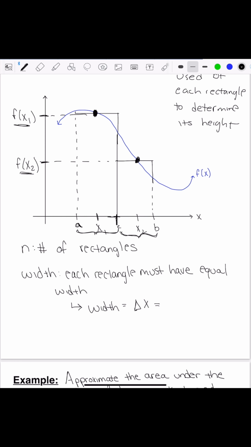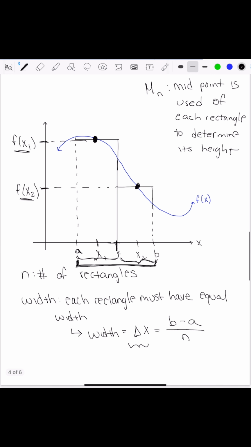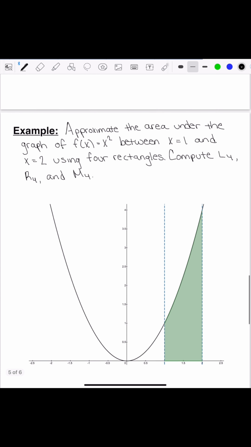So we take the entire width of the region for which we're trying to find the area, that's from A to B. That width will be B minus A. We want each rectangle to have the same width, so we divide that by n, the number of rectangles that we want. Each rectangle has width delta x. When you're given B, A, and n, you can plug in and find the width. Sorry that this is all super abstract. I'm going to do an example now, and that'll hopefully bring this all together.